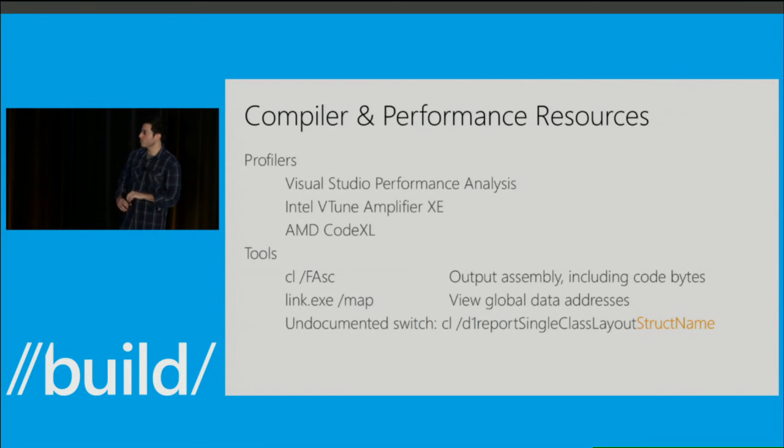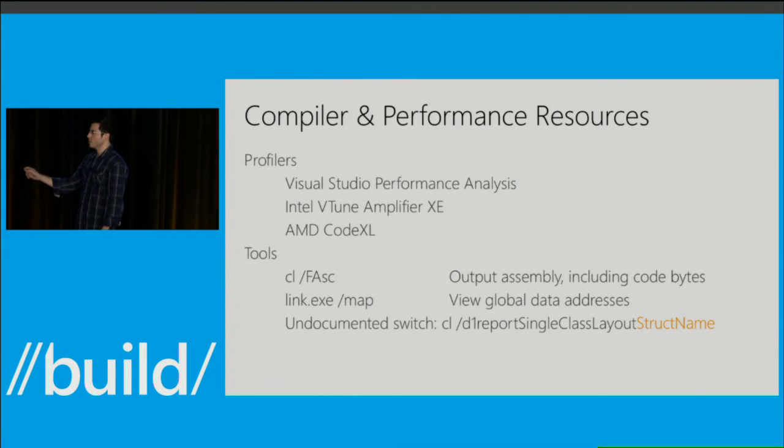There's an undocumented switch. This one's a doozy. /d1reportSingleClassLayout, with capital S, capital C, capital L, and then you give it the name of the structure that you want to see the class layout or structure layout for. That's going to give you how the compiler is going to lay out your class or your structure. So if you've got a struct that's got an integer followed by a bool, followed by an array, followed by a pointer, and the struct is called blah, you can do cl /d1reportSingleClassLayoutblah, and you're going to get a visual aid as to how the compiler is actually laying your data out.